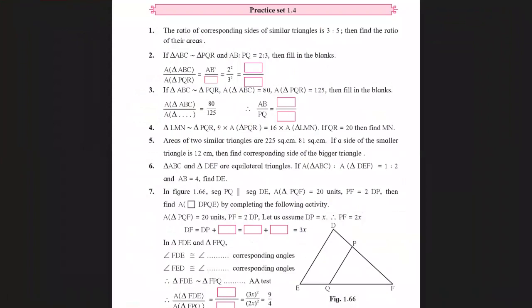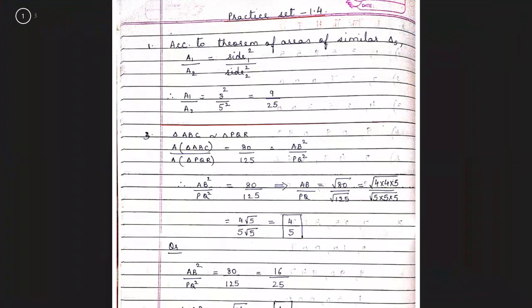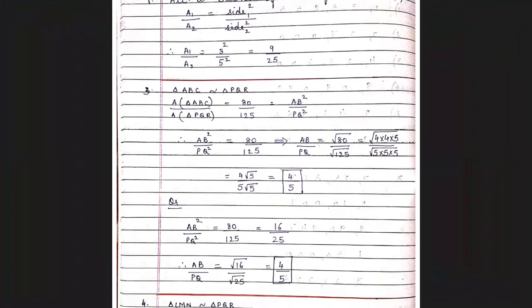If triangle ABC is similar to triangle PQR, area of triangle ABC is 80, area of triangle PQR is 125, fill in the blanks. So how must you fill up? Area of triangle ABC upon area of triangle PQR is equal to 80 upon 125. Now from here, how do I get AB upon PQ? Again, application of the theorem. We write area of triangle ABC by area of triangle PQR is 80 upon 125 given. This is actually equal to the square of the corresponding sides. So AB square by PQ square. So AB square by PQ square is 80 upon 125.